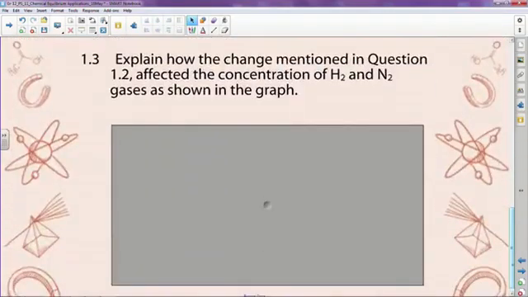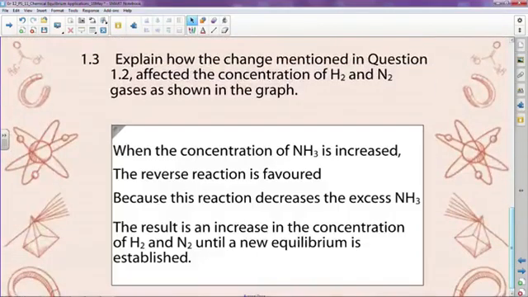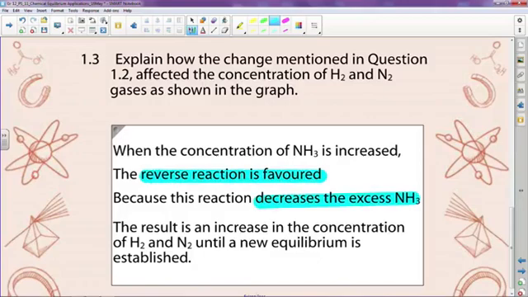So here we go. When the concentration of the ammonia is increased, the reverse reaction is favored. So there are important words here. Reverse reaction is favored. This decreases the amount of excess NH3 that we put in, which then increases the N2 and H2 until a new equilibrium is established.